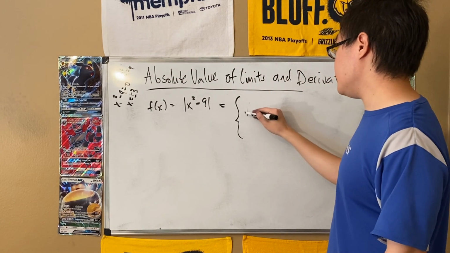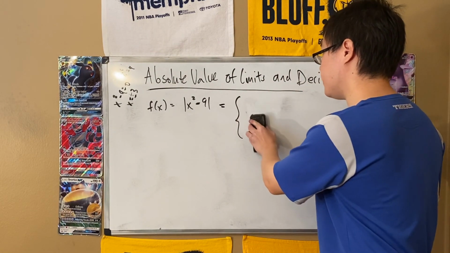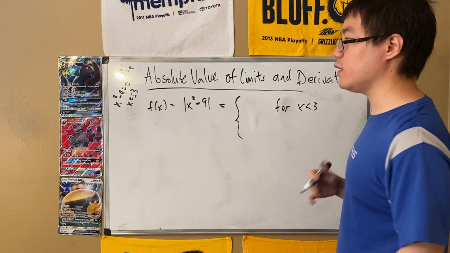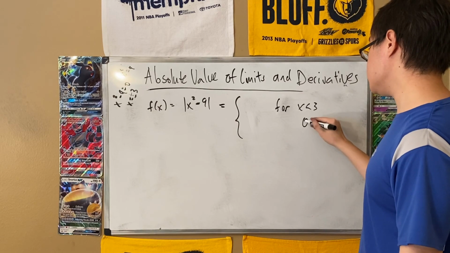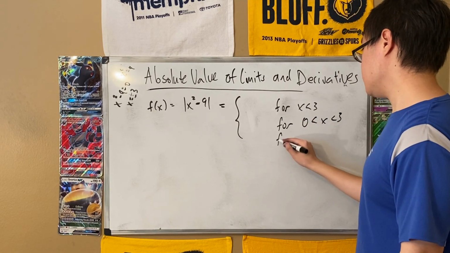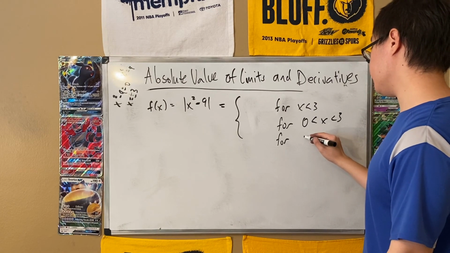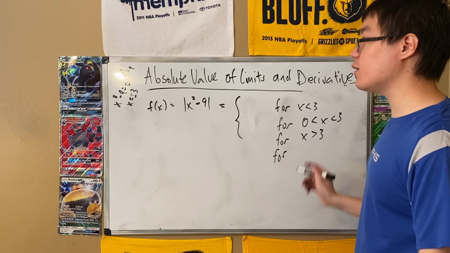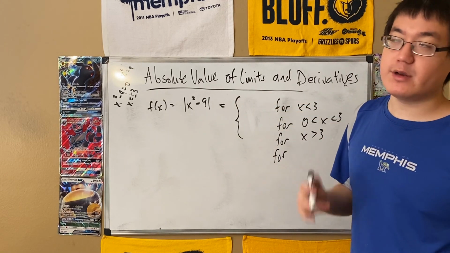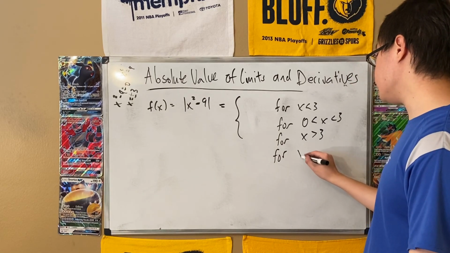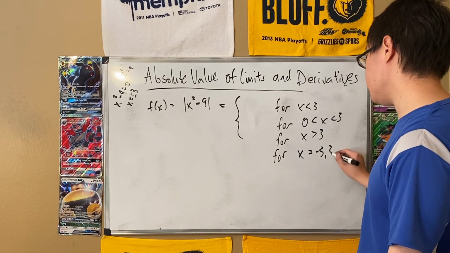So for x, we're going to have a bunch of pieces in this case. We have for x smaller than 3, that's one of the intervals. Then we'll have x from 0 to 3. Then we'll have for x bigger than 3. And then finally, we'll have the sharp points, which are again the numbers that made the quantity inside the absolute value bar 0. So in this case, it's x is equal to negative 3 or 3.